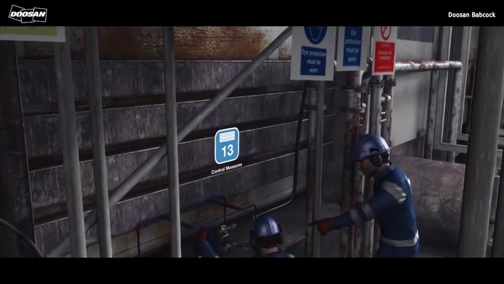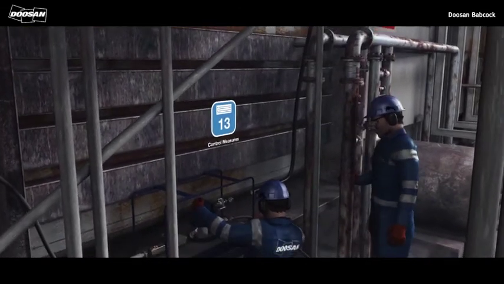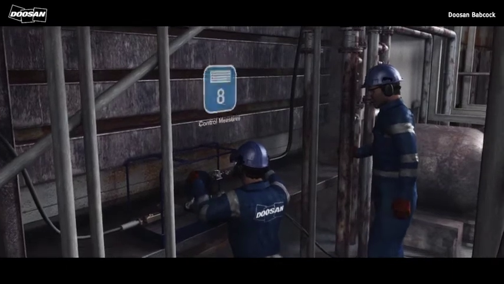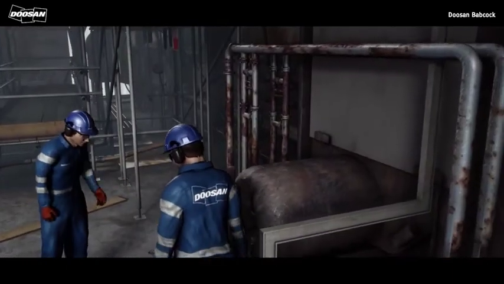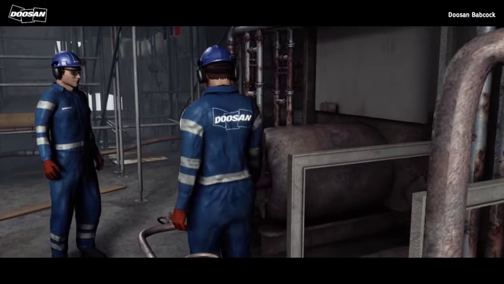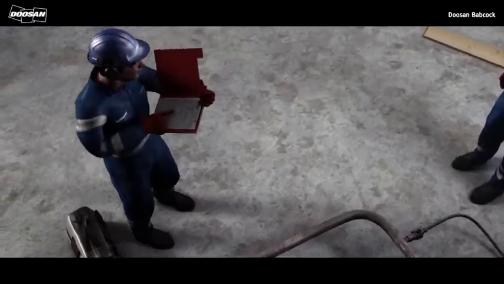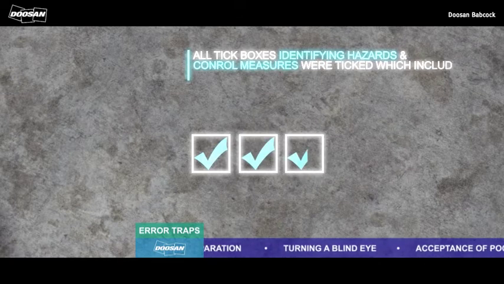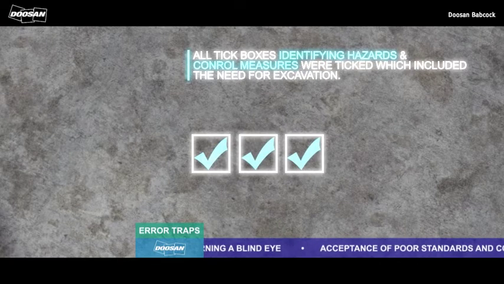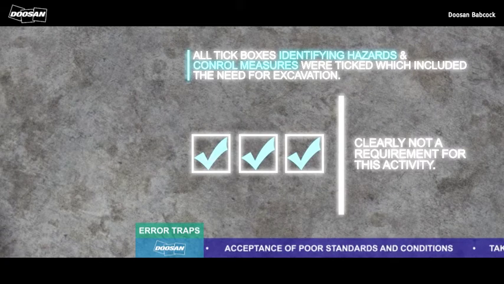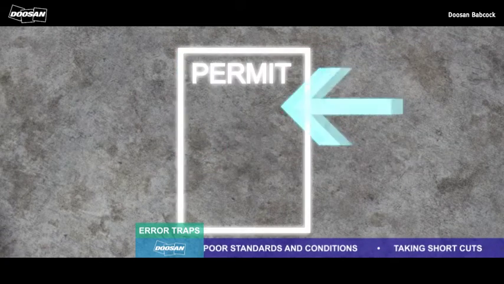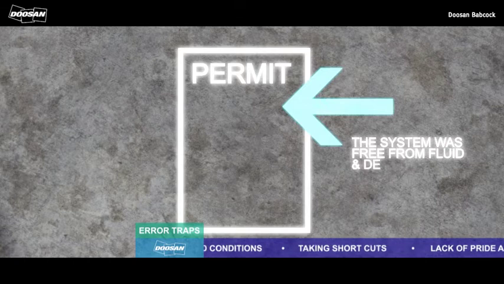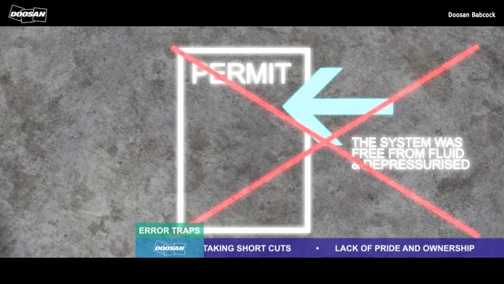Of the 13 control measures identified in the risk assessment process, 8 were not followed, any of which would have prevented this serious or potentially fatal incident from occurring. The production of the permit was flawed. No mention of pressure testing was made in the permit. All tick boxes identifying hazards and control measures were ticked, which included the need for excavation, clearly not a requirement for this activity. The permit also stated that the system was free from fluid and depressurized, which it clearly wasn't.